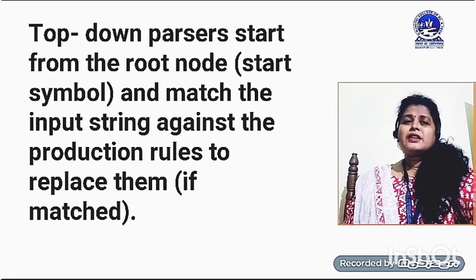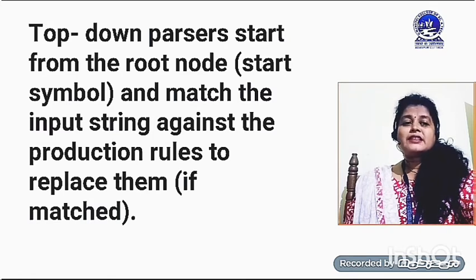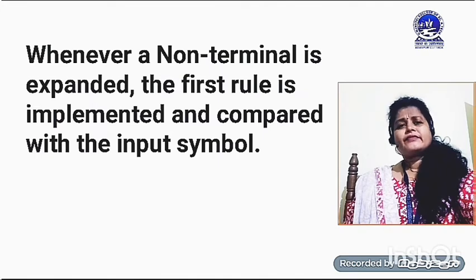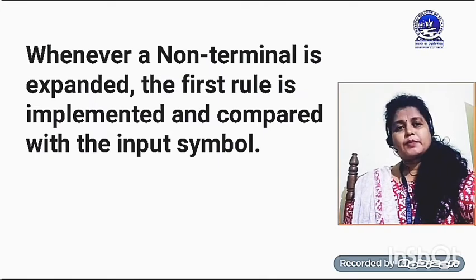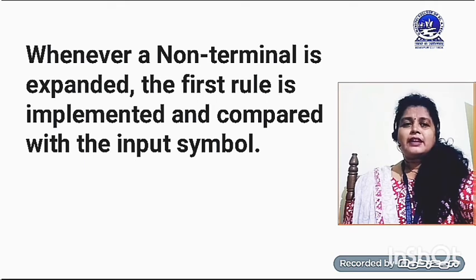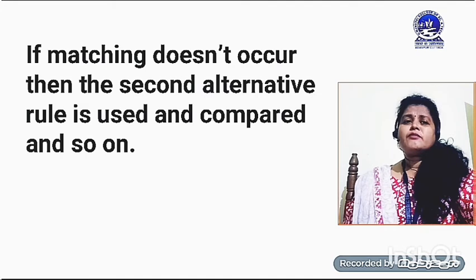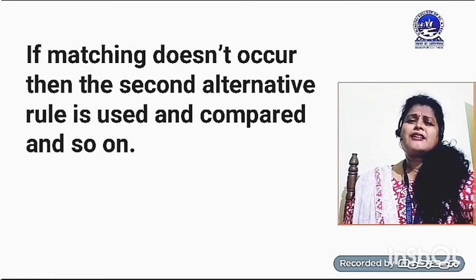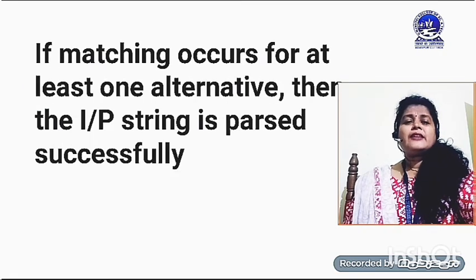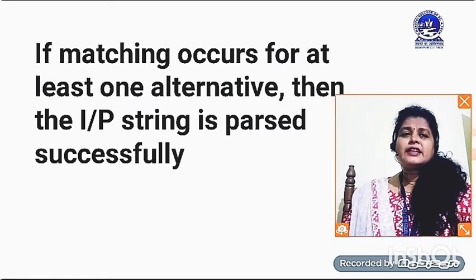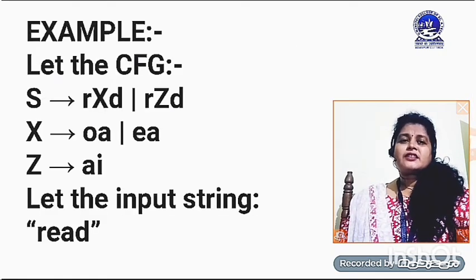The top-down parser starts from the root node, which is the start symbol, we know that, and matches the input string against the production rules to replace them if any matching is there. Whenever a non-terminal is expanded, the first rule is implemented, obviously, and that is compared with the input symbol. If matching occurs, then it is okay. But if the matching does not occur, then the second alternative rule is used and comparison goes on. If matching occurs for at least one alternative, then the input string is parsed successfully.